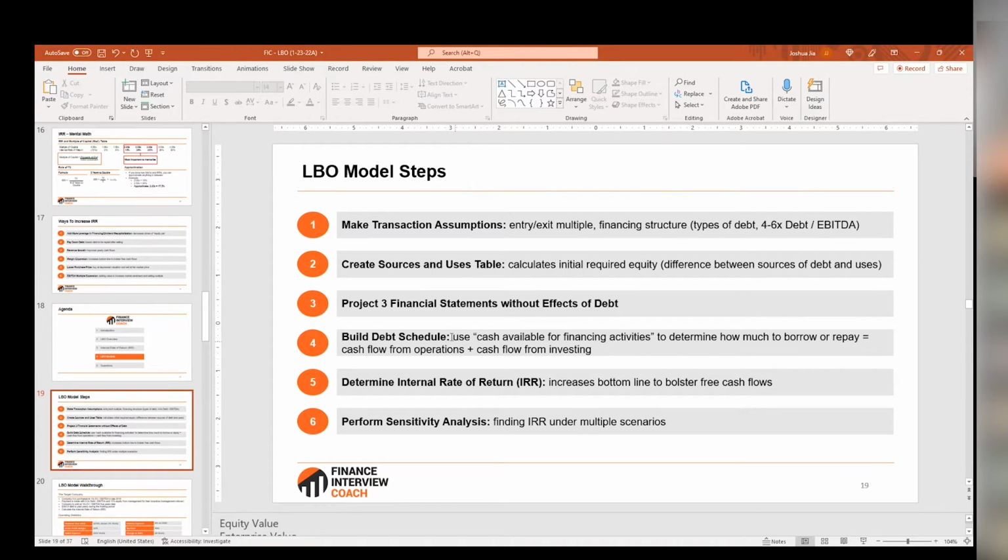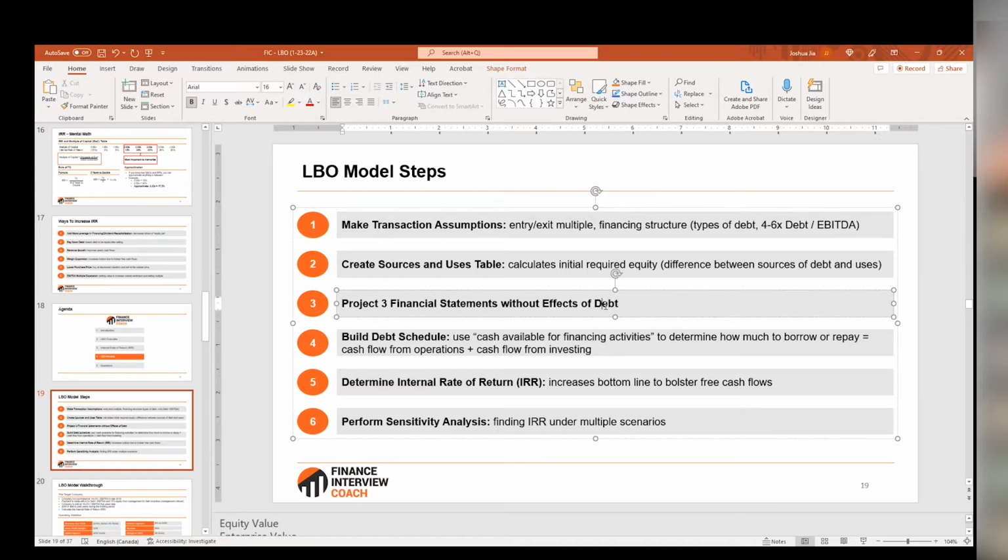These are the steps, right? You make your assumptions, you create sources and uses, and then you project your three financial statements without the effect of debt. Then you build a debt schedule, and then you put in the effects of debt. One thing I'm missing here that I might want to add later is you also have to adjust the balance sheet for the transaction, so I should add that somewhere. But after you've done all that, you build your exit waterfall, you get IRR, and then the sensitivity.